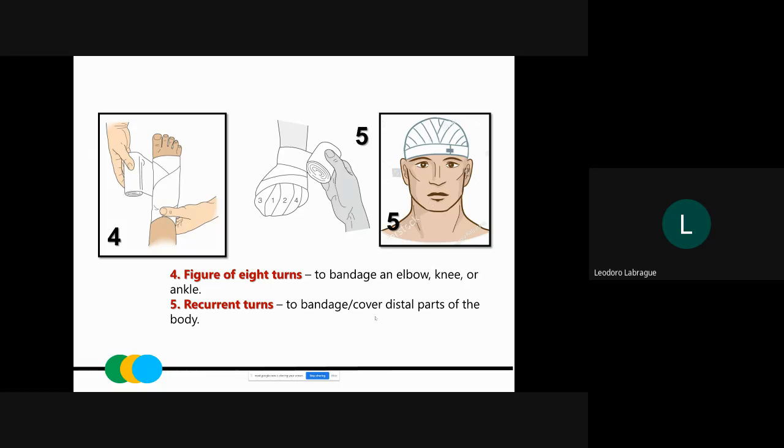And last but not the least, you have the recurrent turns. This is normally performed to bandage distal parts of the body. Distal parts means the farthest parts of the body, like your head. If you had a head injury because of trauma or an accident, the nurse might perform a recurrent bandage on you. Or if you have a wound in your hands, a recurrent bandage is also performed. Have you seen a stump on a diabetic patient? Normally, with a diabetic patient, the arm is cut, and what is left is this. We call this a stump.